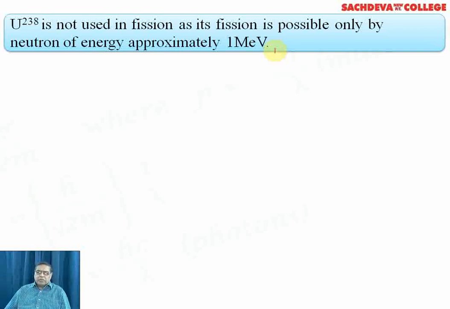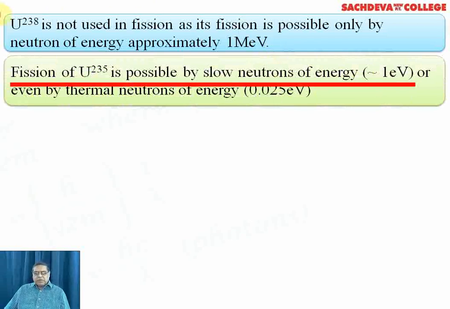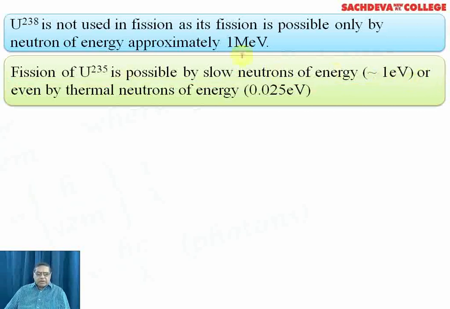So it is quite easy to explain the phenomena, but it takes a lot of time for the transformation of uranium-238 into uranium-235. So next, the fission of uranium-235 is possible by slow neutrons. When we use this term slow neutron, the energy is nearly 1 to 1.2 million electron volts, or even by thermal neutrons of energy 0.025 eV. So better is to understand only slow neutrons, and energies are variable under certain limits.